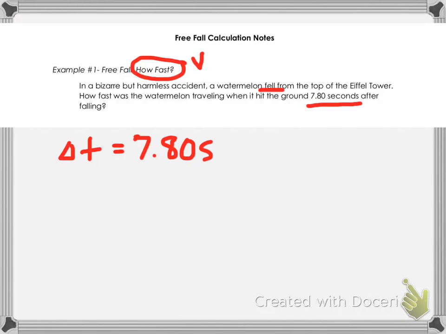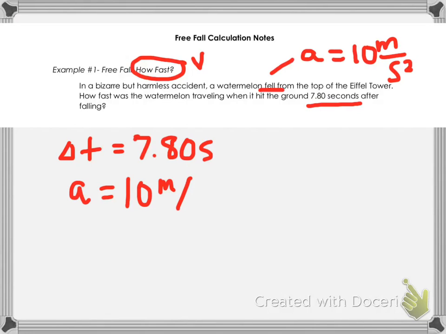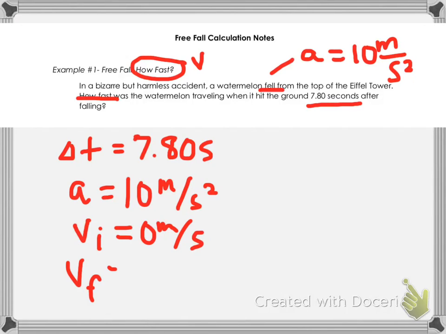Now, when an object is falling, we know that it has an acceleration due to gravity of the planet that it's falling towards. So for Earth, anytime an object is falling or in free fall, the acceleration we use is 10 meters per second squared. So I know that the acceleration is 10 meters per second squared. So that means I'm trying to find velocity, which is what I was trying to find. How fast? So if it's falling from rest, they dropped it from the top, I'm trying to find my final velocity.